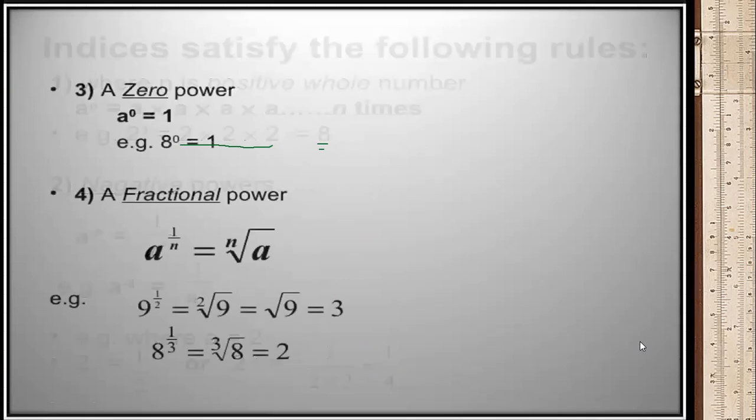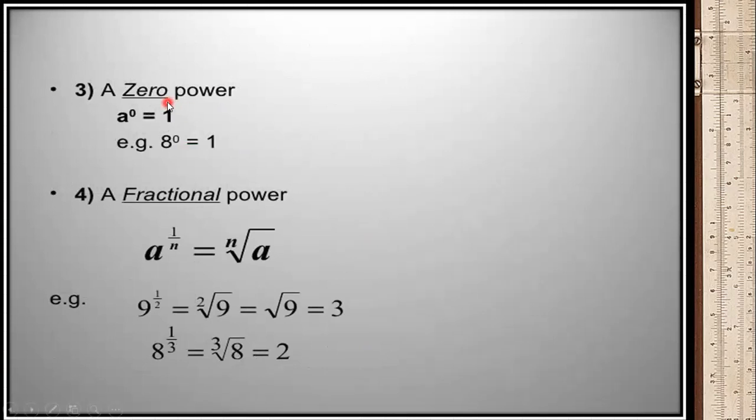Looking at other laws or rules, we have what we call the zero power. Any number which is not 0 and is raised to the power of 0 is 1. For example, 8 to the power 0 is 1. So even if it was a number like 1,000, as long as this 1,000 is raised to the power of 0, the answer is always 1. So any number to the power of 0 is 1.